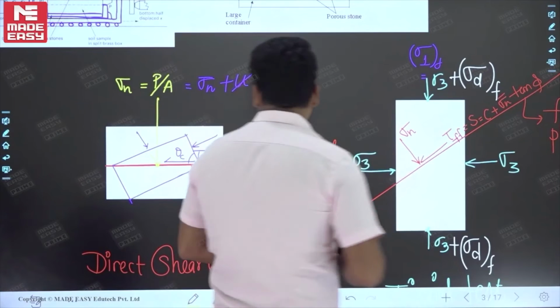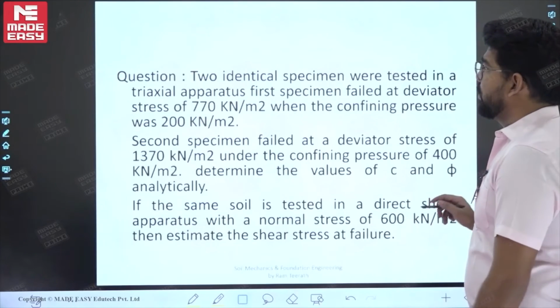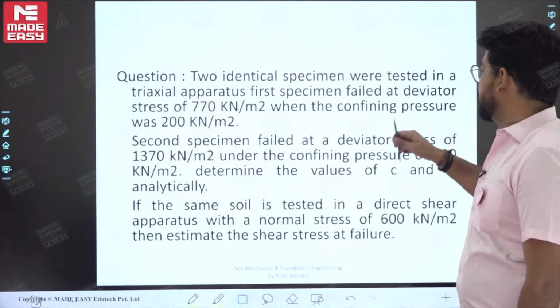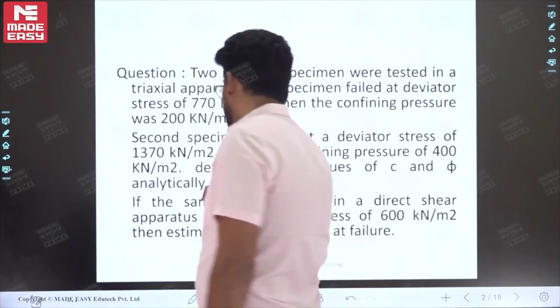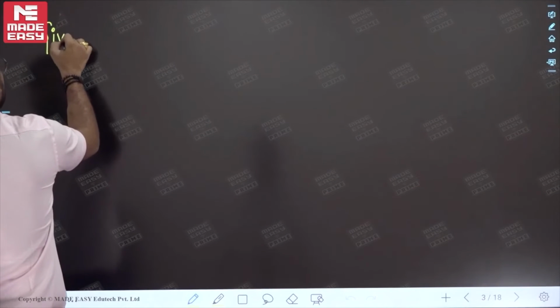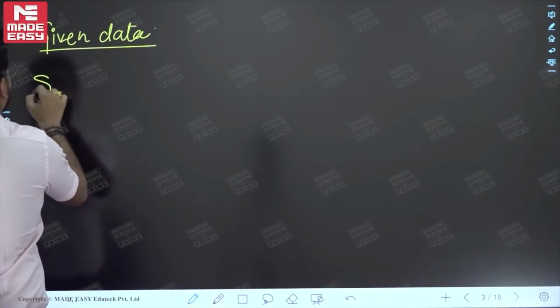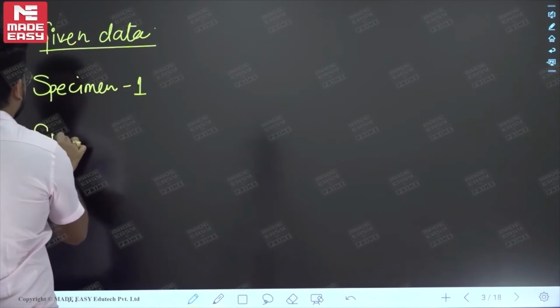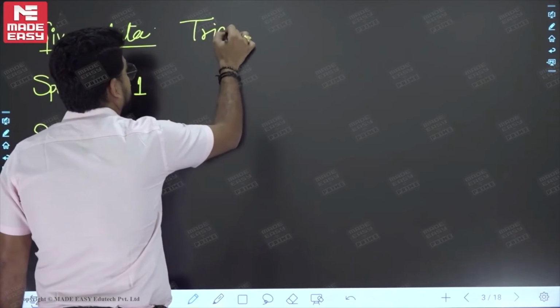Okay. Now that concept of the direct shear test we will apply in this particular problem. So this problem is like this: there are 2 conditions. First, the triaxial shear test. There are some observations of the triaxial shear test. So, given data. Now we are solving the question. So specimen 1. There are 2 specimens. Specimen 2. Clear? And the triaxial shear test is there.